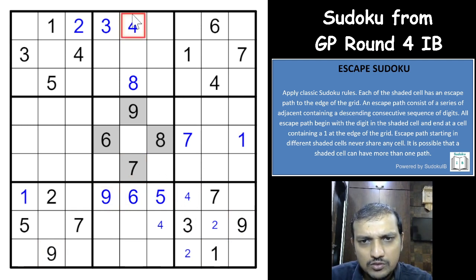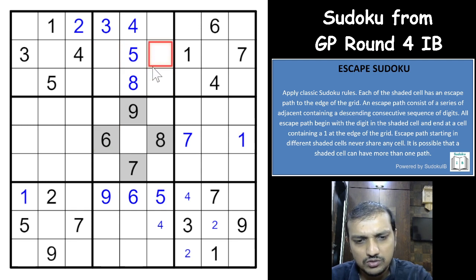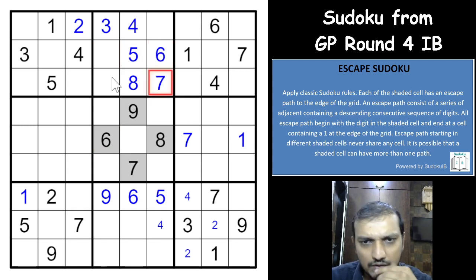Where can 5 be? So for the 4, after we got the 5, this cell cannot be the 5. For the 4, this would have to be the 5. Somewhere you will have 6 or 7, right? So for the 5, you already have a 6 here, so this cell cannot be a 6. So this is a 6, and that is a 7.